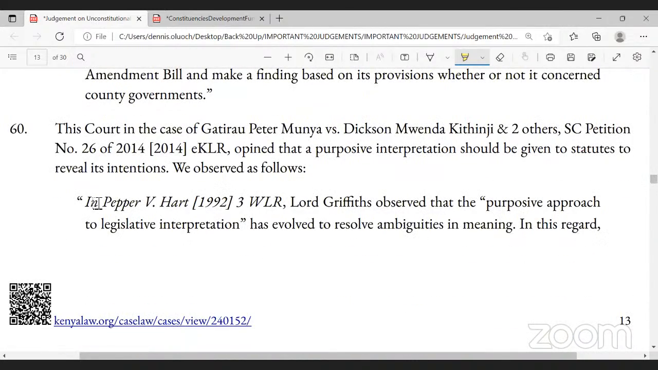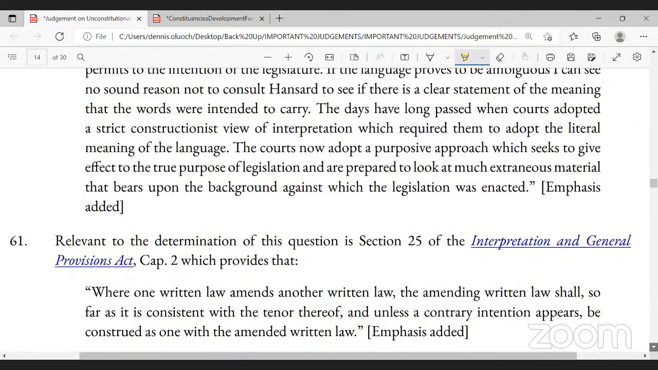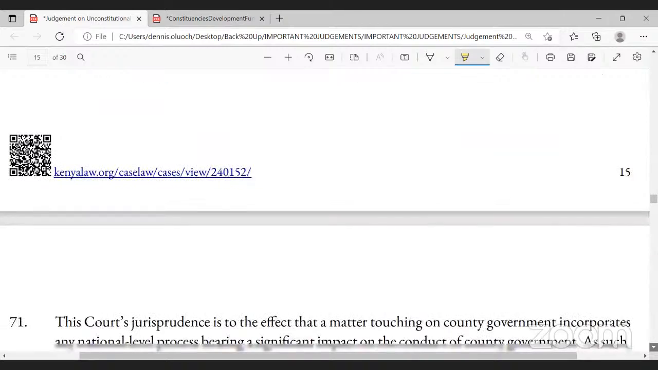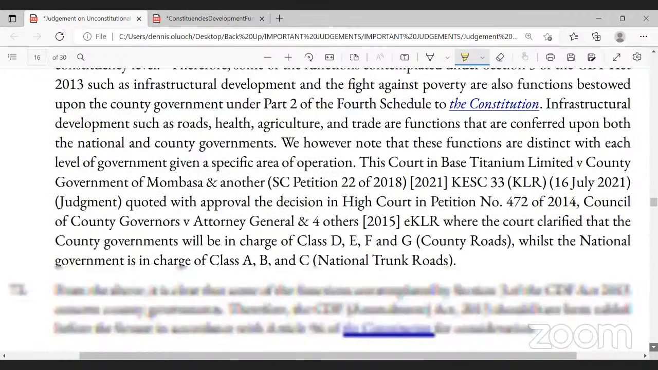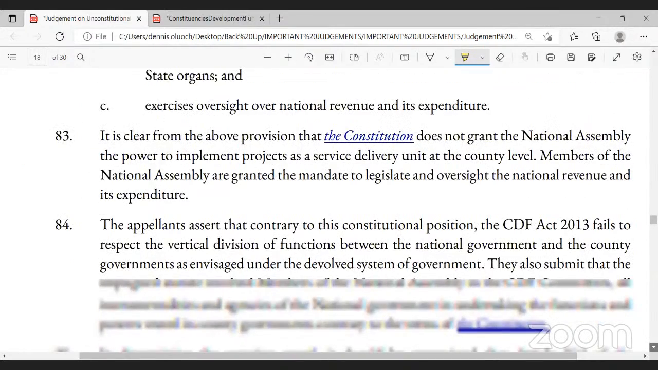For instance, you can see in Pepper v. Hart, 1992, the purposive approach to legislative interpretation has evolved to resolve ambiguities in meaning. So they are using other cases. We see the case of Peter Munya versus Dixon Mwenda and 2 others. So there are quite a number of very elaborate explanations that the court gave in coming to their decision. I want to take us to just item 83 or note 83, so that we learn something special there, which I felt was important.